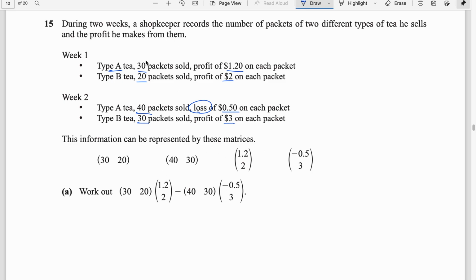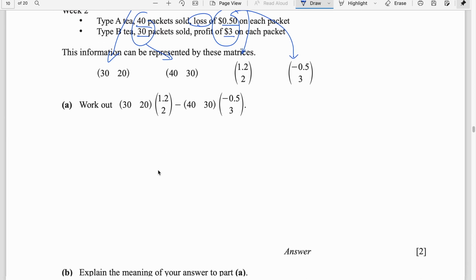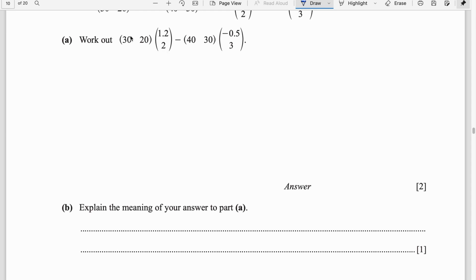So we can see this 30-20 is represented here. 40-30 is again represented. 1.2 and 2 given. Loss is shown with the negative sign. So work out this matrix. So row into column, 30 into 1.2 is 36 plus 20 into 2 is 40 minus 40 into this is minus 20. 30 into 3 is 90.